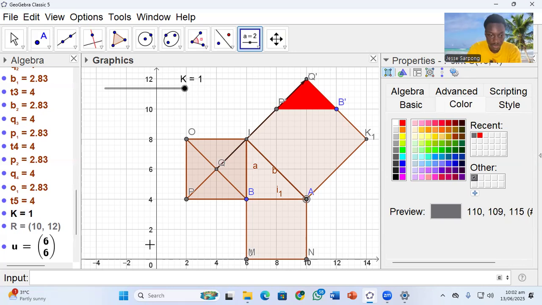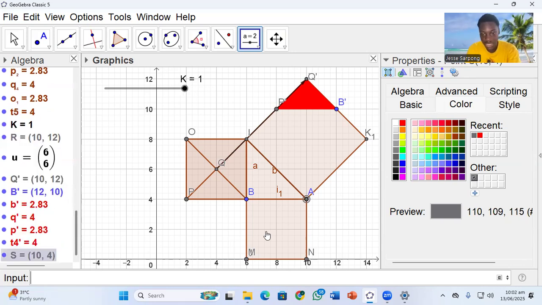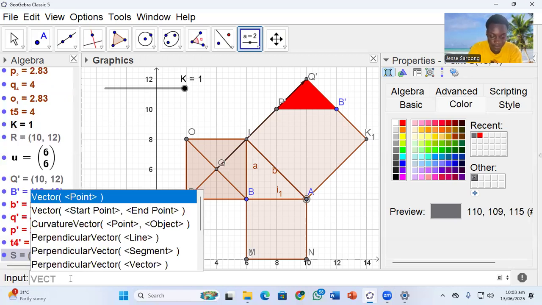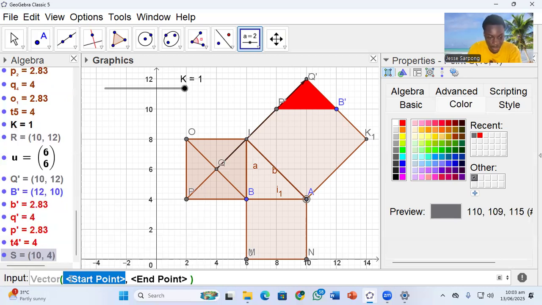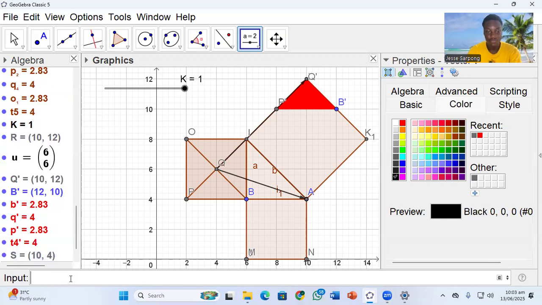This is what we have. So now we have a new point at A. You can see that now when I enter it, the A has been highlighted. So there's a new point at A, but because there's no new labeling, S is the new point there, 10, 4. You can see 10, 4. So that is the new point at A. Now we have a vector. You create a vector where the start point is Q and the end point is the new point, which is S. This is what we have.